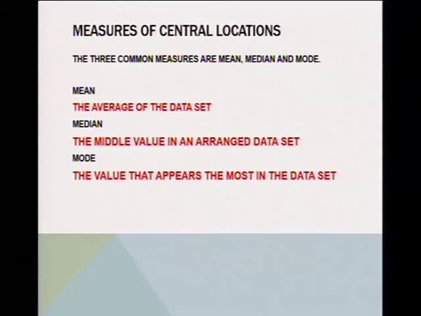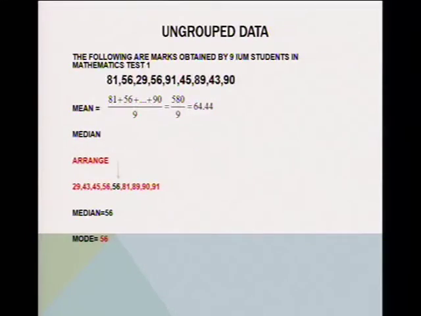We move on to measures of central location. We want to find one value that can represent the whole data set, either by finding the mean, the median, and the mode. Now you are required to know how to calculate the mean, the median, and the mode for both grouped data and ungrouped data. The way you calculate for grouped data is not the same as for ungrouped. Okay, let's look at a quick example on how to find the mean.